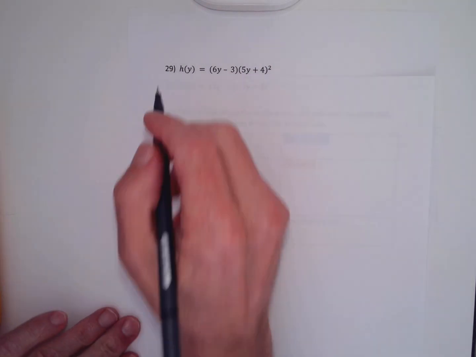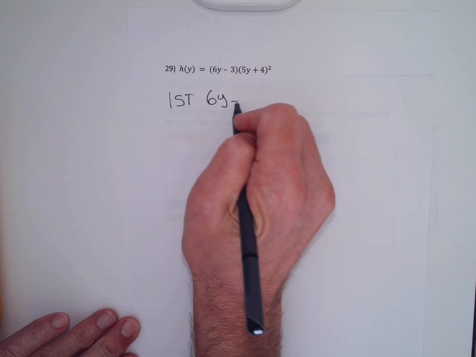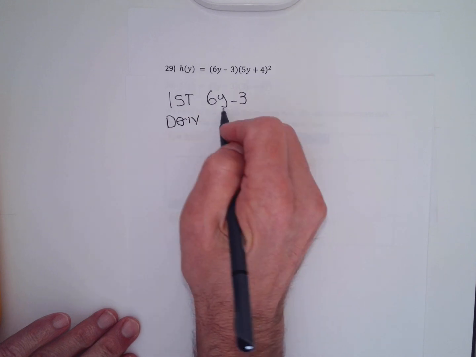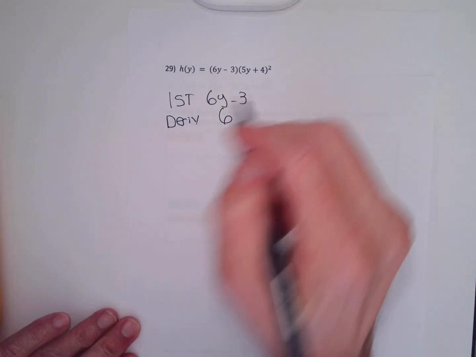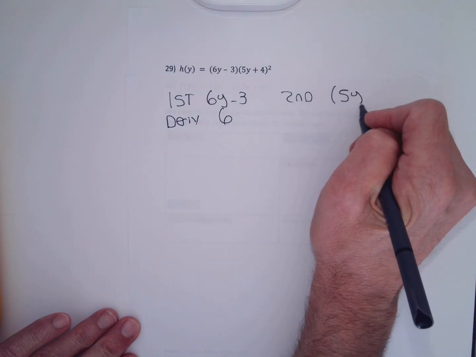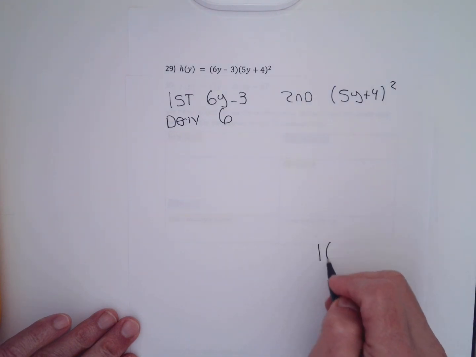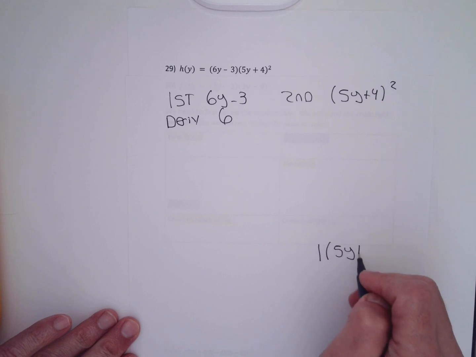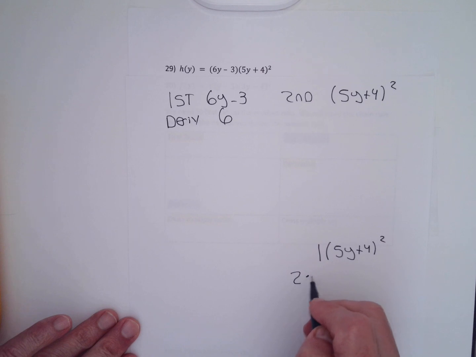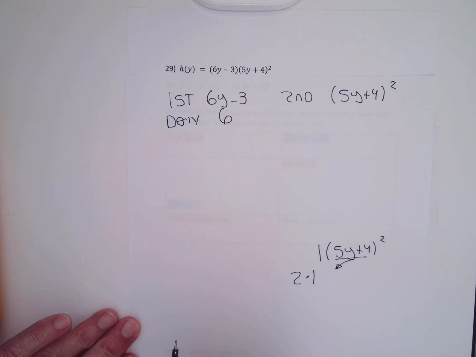So the first factor in 29 is 6y minus 3. That's an easy factor, an easy derivative. The derivative of 6y minus 3 is just 6. The second factor, sometimes I'll call it the last factor, is (5y plus 4) quantity squared. For its derivative, I'm going to think of that coefficient of 1. When I go to find its derivative, I take the exponent, multiply it by the coefficient, then I multiply it by the derivative of the terms inside the parentheses.